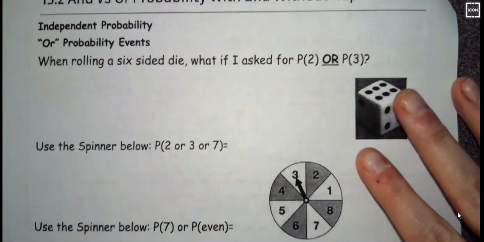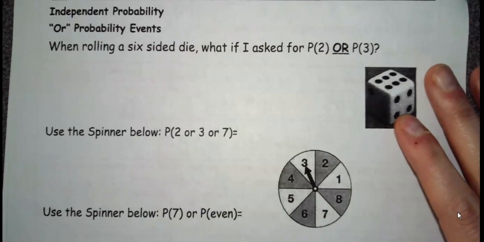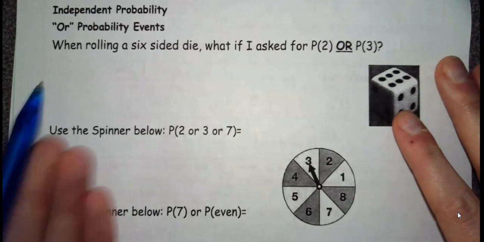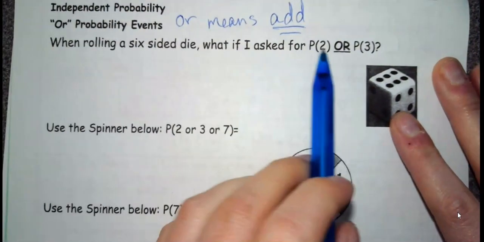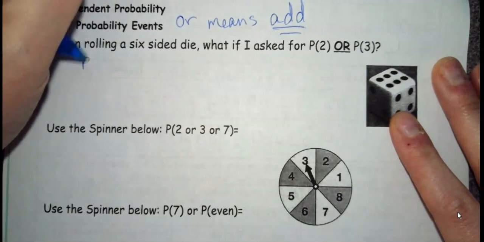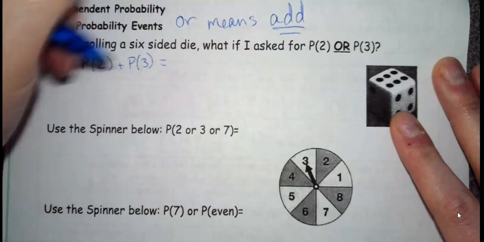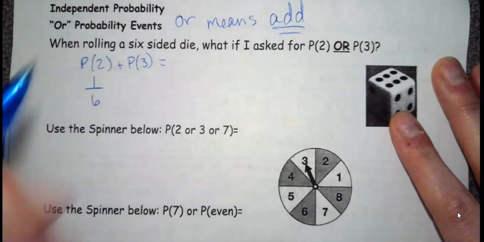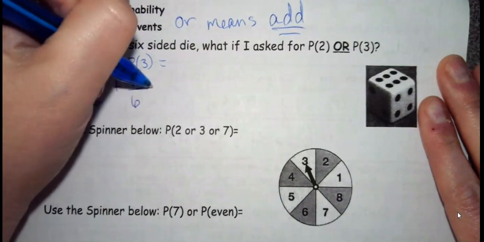All right, so this first part, the OR probability, is essentially what we did yesterday. OR means add. So if you want the probability of rolling a 2 or the probability of rolling a 3, it'd be the probability of 2 plus the probability of 3, which is 1 out of 6, since there's one 2 on a 6-sided die, and there's one 3 on a 6-sided die.